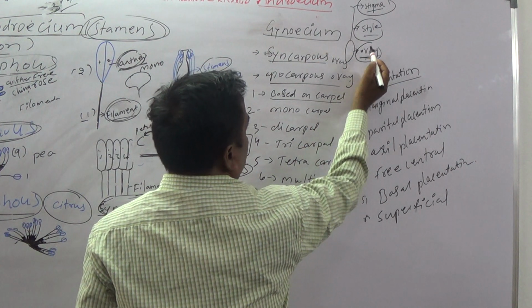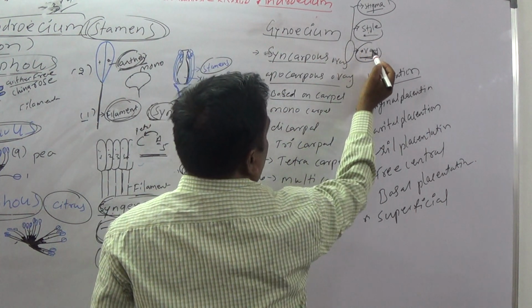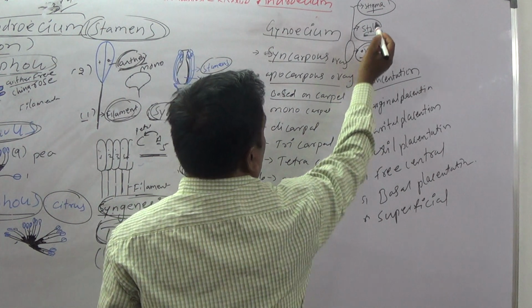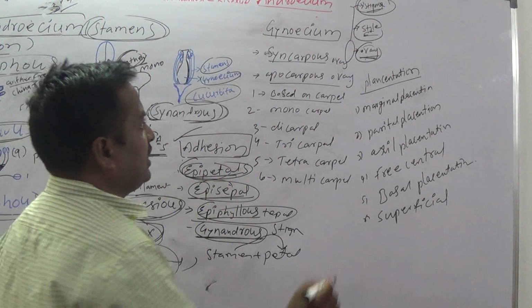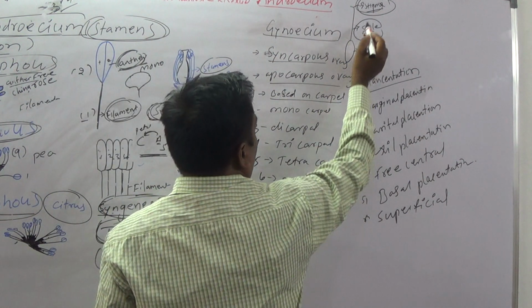Then what is the position of the style? The terminal part of the ovary is called the style. What is the position of the stigma? The apical part of the gynoecium is called the stigma. So stigma is capital. Ovary, style, stigma.